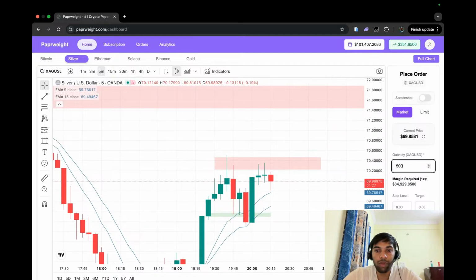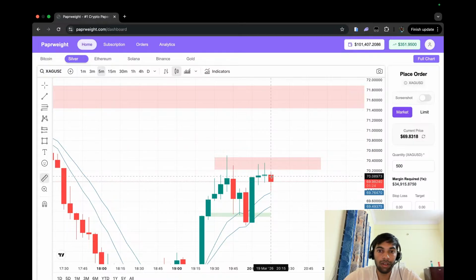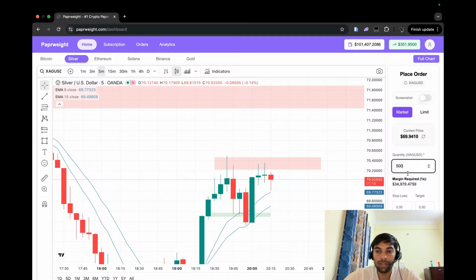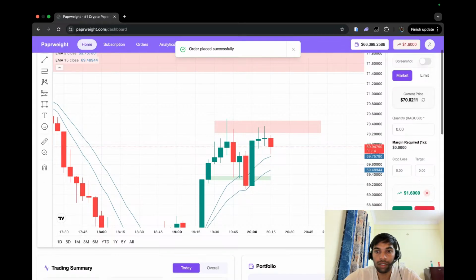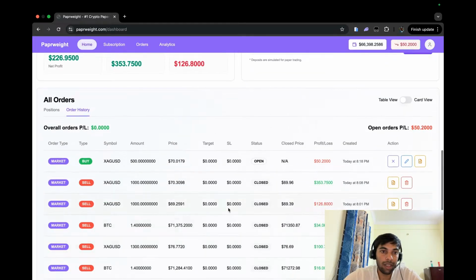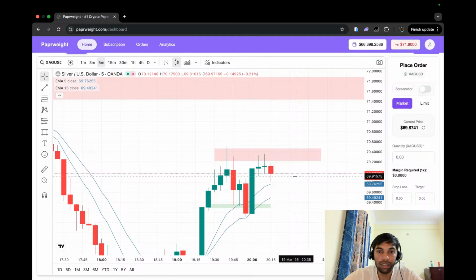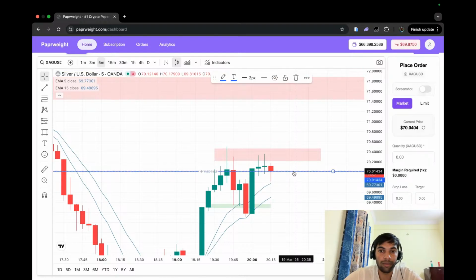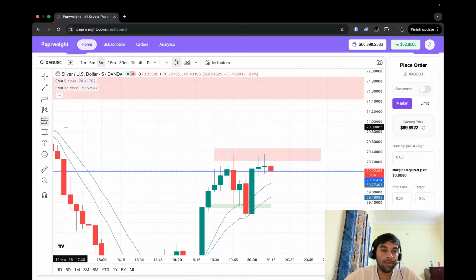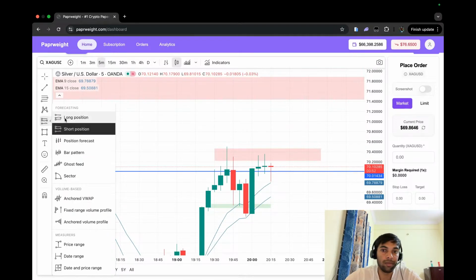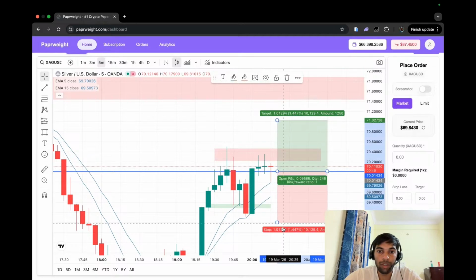Let's enter with small quantity. I think small quantities will not give us more pain. 1700. I just bought, how much? Let me see. 70,079. Here, I just bought here. And sorry, it is a long position. So this is a long position, guys. Okay.